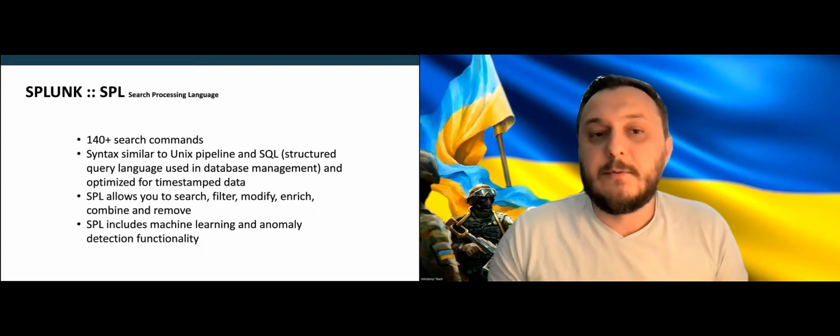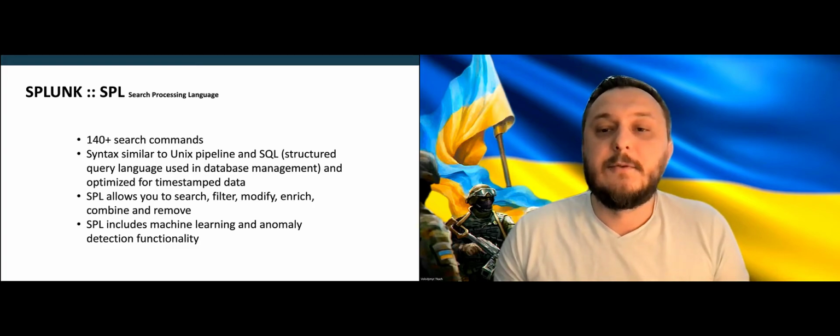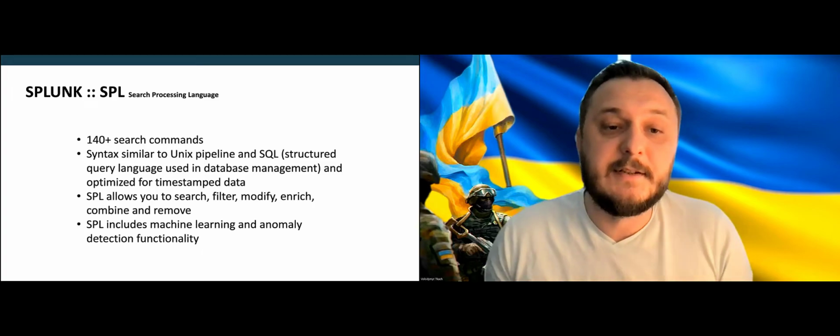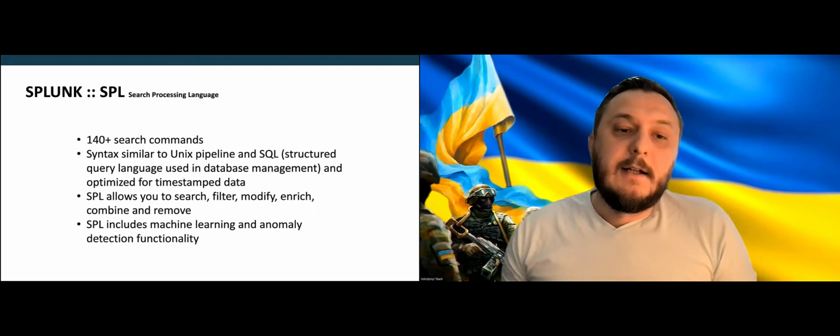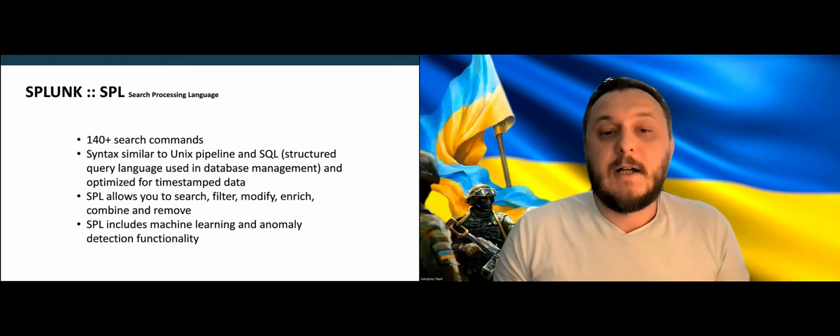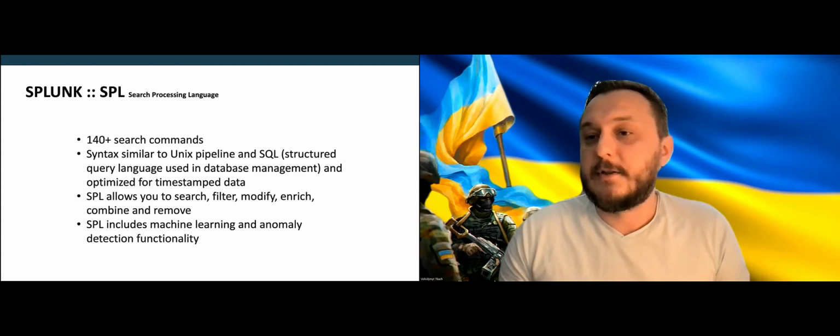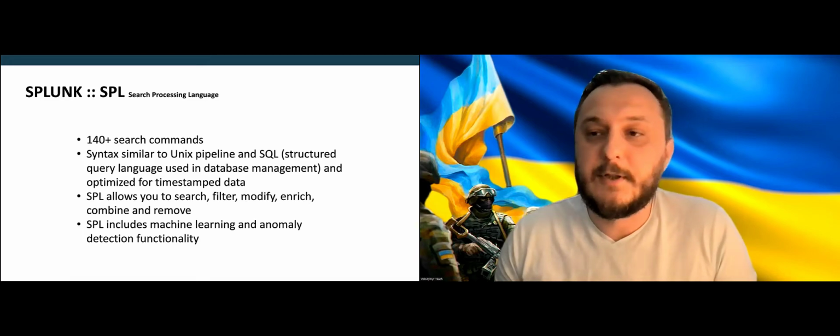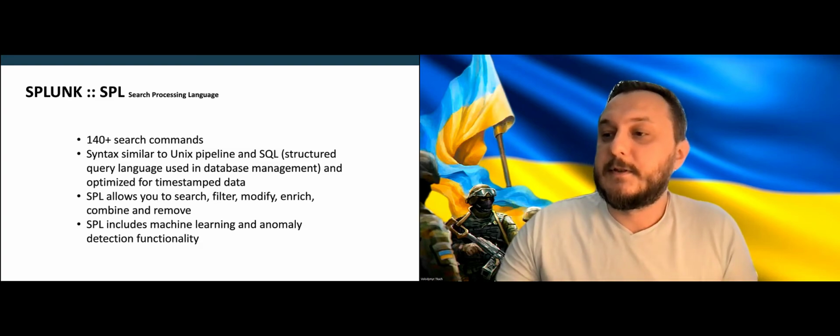SPL, as we will see on the next slide, allows you to search, filter, modify, and in some way process the information, the data flows. Also, out of the box, SPL includes some machine learning and anomaly detection functionality. And there's also a well-known separate tool known as the Machine Learning Toolkit, which can be applied, and we will see how to do that within this lesson.